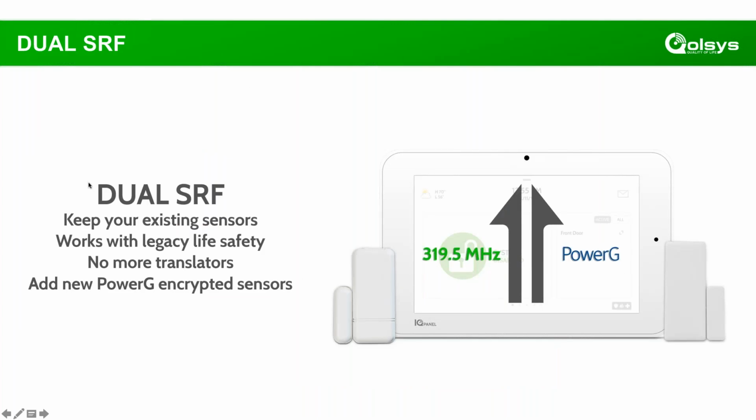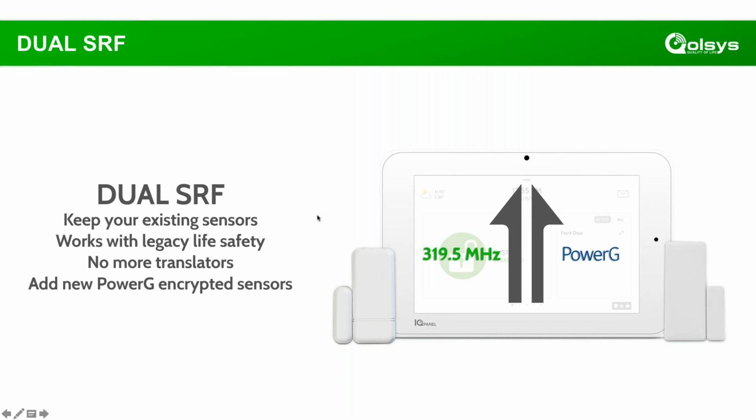So as mentioned, we're a dual security RF panel, right? So when you order a panel that speaks a different frequency, you're going to get POWERG with it every time. Our panel will speak POWERG and one of the legacy frequencies simultaneously. So you can have POWERG and 319.5 working simultaneously, or POWERG and 345, or POWERG and 433. So you can kind of pick and choose, right?